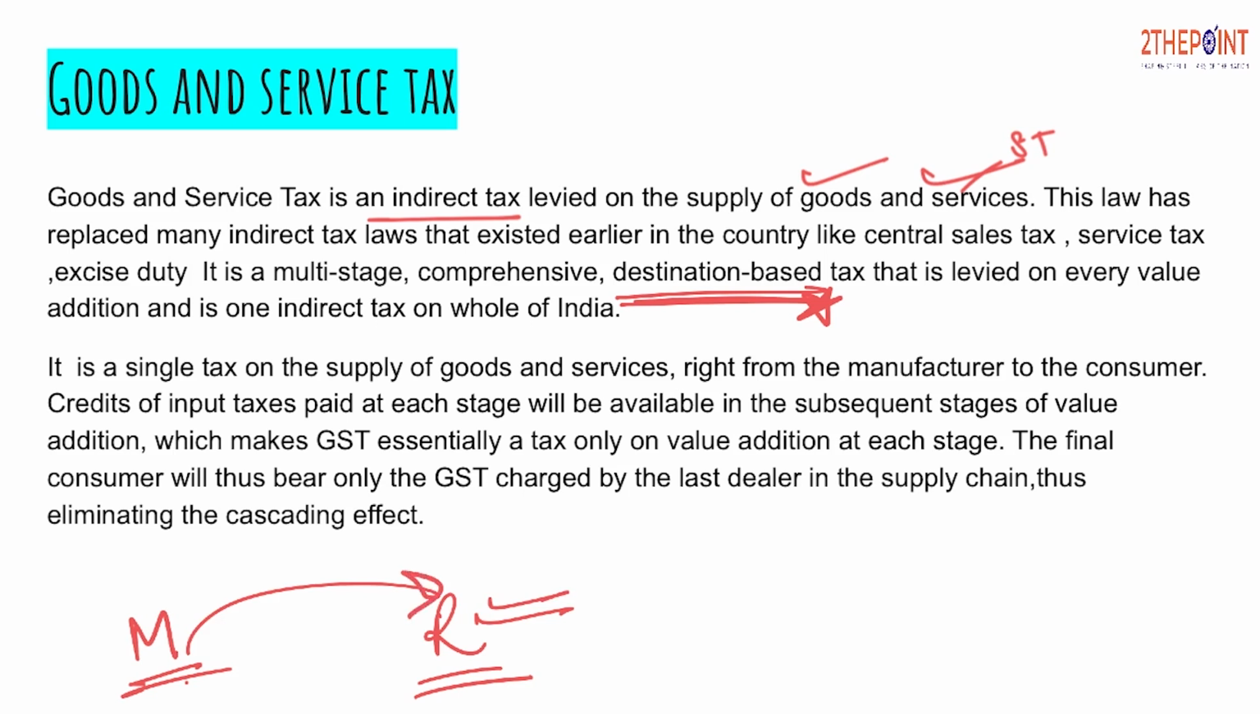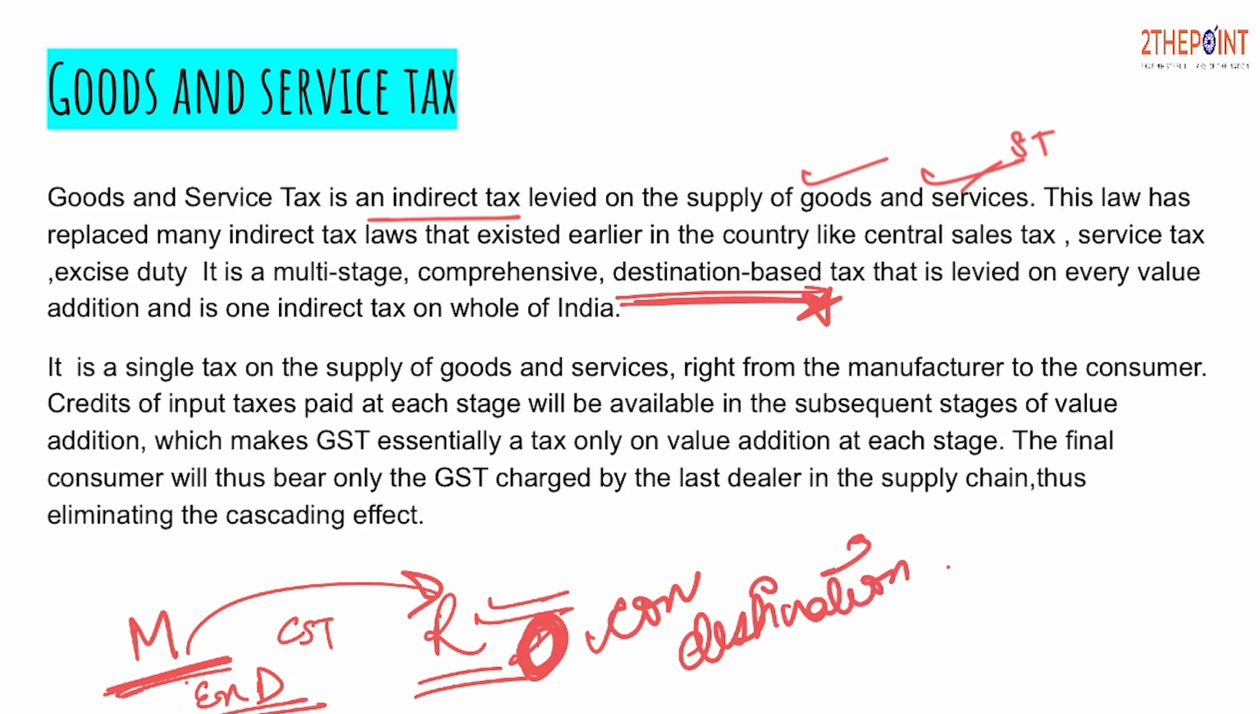Earlier what was happening was, under the VAT regime, when the goods were manufactured in Maharashtra, the Maharashtra government used to levy excise duty, and then there was central sales tax that was applicable. Now since GST is a destination-based tax, the Rajasthan government, which is the receiver of the goods, the consumer or the destination of the goods, will actually levy and also collect the taxes. So it is a destination-based tax that is levied on every value addition and is one indirect tax on the whole of India, that is, a single integrated taxation system.